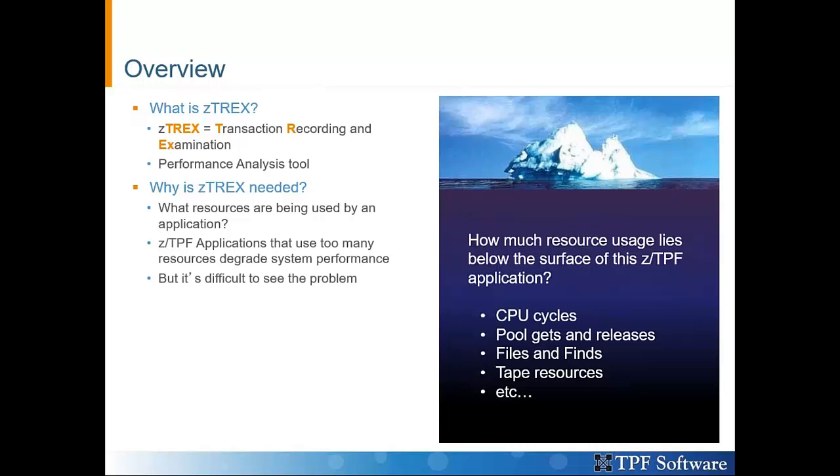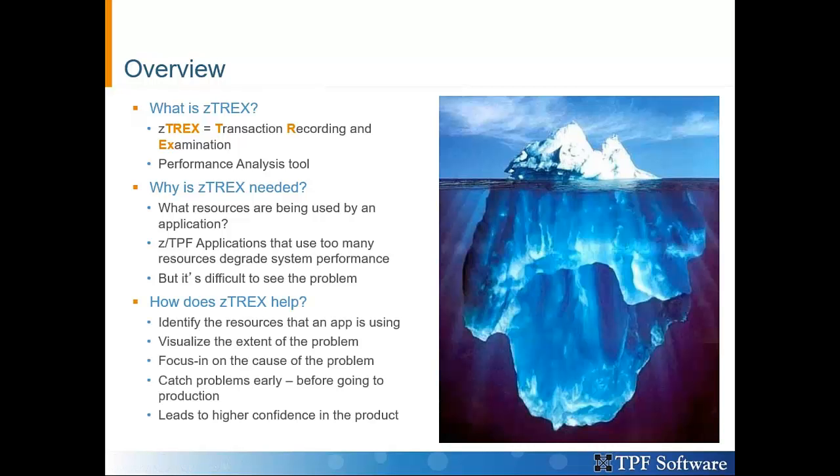It's not always easy to know what resources are being used by an application, and it can be analogous to seeing the tip of an iceberg, while below the surface it could be that excessive resource usage is degrading system performance, which can lead to bigger problems. And it's important to identify and solve these problems during testing. And this is where zTREX can come in. zTREX allows you to see below the surface so that you can see the extent of the problem, in this analogy like seeing the whole iceberg, and it enables you to view your resource usage and drill down to the possible causes.